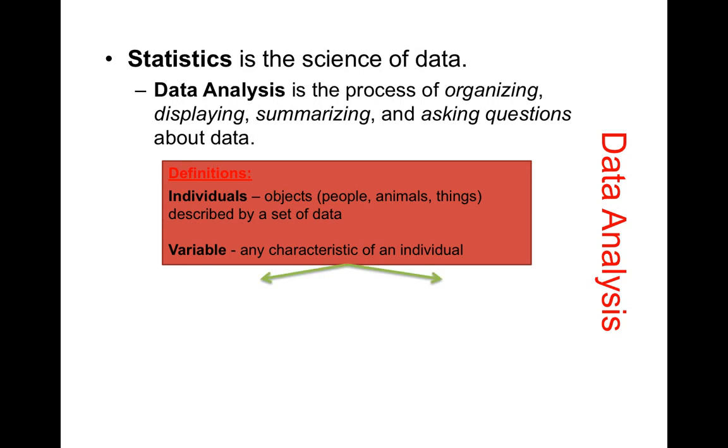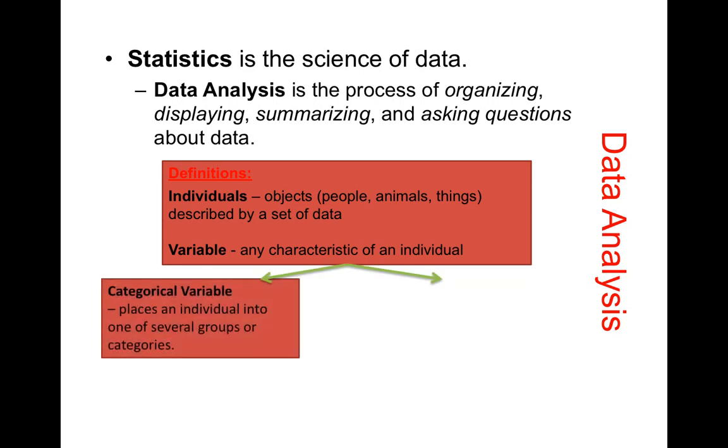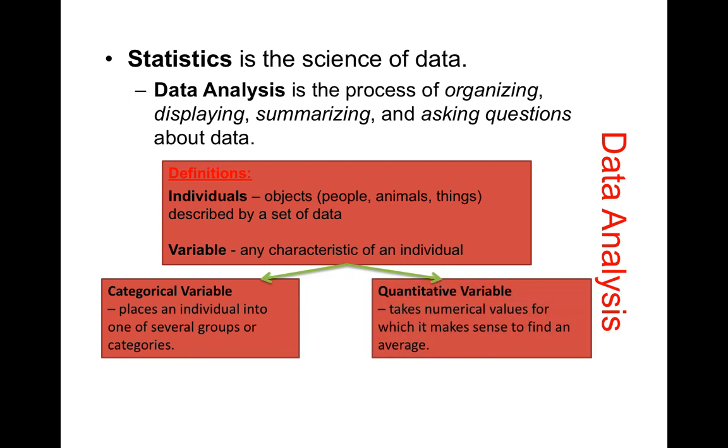So we have two variable types. We've got categorical variables that put individuals into a category or a group, and then quantitative variables, which are number values where it makes sense to find an average. Remember, sometimes number values are actually categorical. So something like grade level would be categorical even though it's a number.